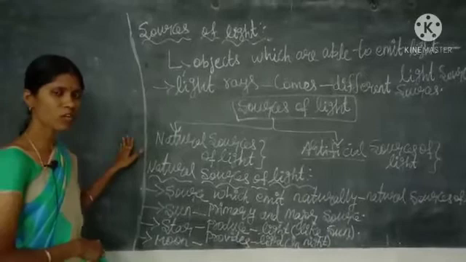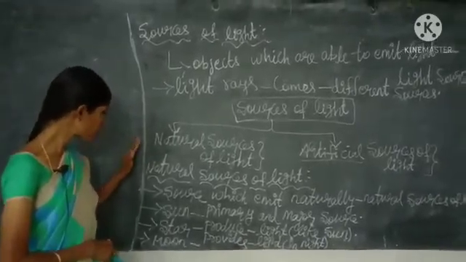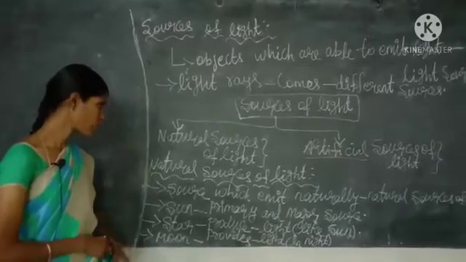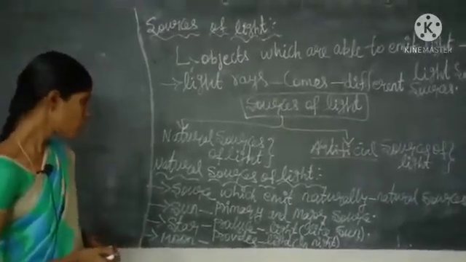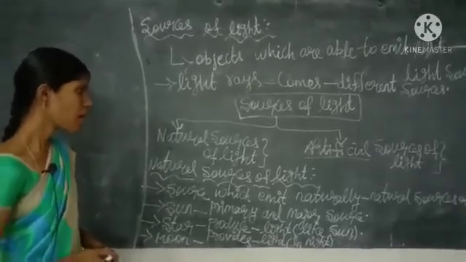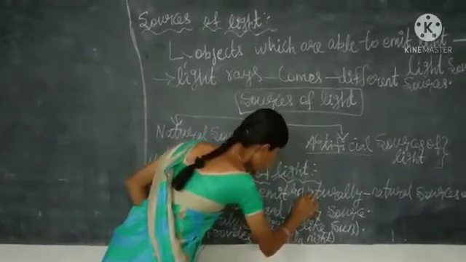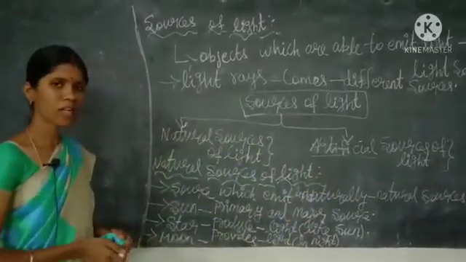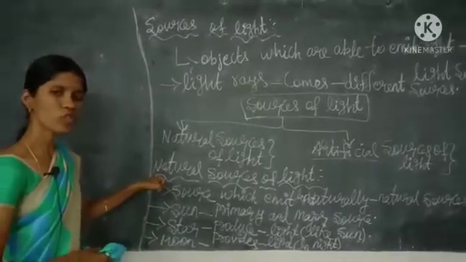First we have to learn briefly about the natural sources of light. What is meant by natural sources of light? The sources which emit light naturally all come under the natural sources of light.